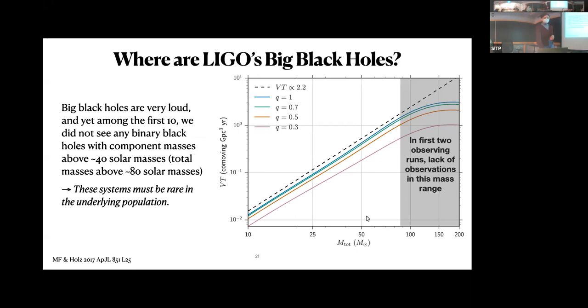Okay, so this is the same plot that I showed before, and I wanted to show it because it also relates to the question of what the maximum black hole mass is. In the first two observing runs, we had 10 binary black holes, and we did this analysis and made this plot. We realized that we had a few with total masses of around 20 to 30, and a few with total masses of 60 to 80 solar masses. But we didn't have any with total masses above 80 solar masses, or component black hole masses above 40 solar masses, even though you can see that we're very sensitive to those black holes. And so we concluded that these systems must be rare in the underlying population.